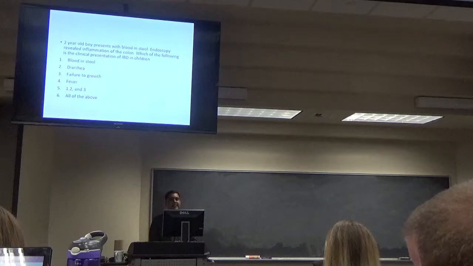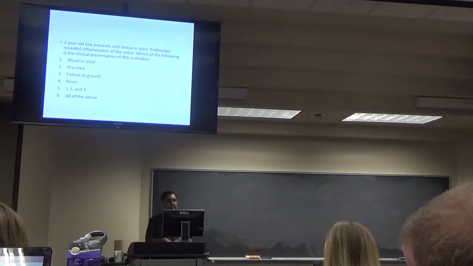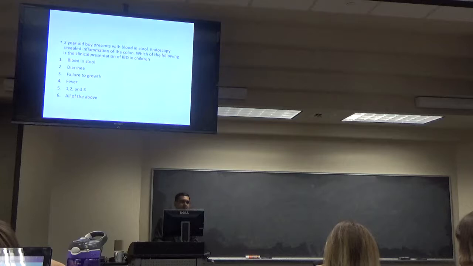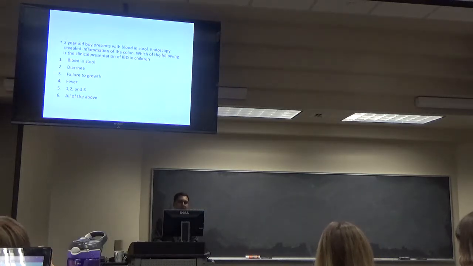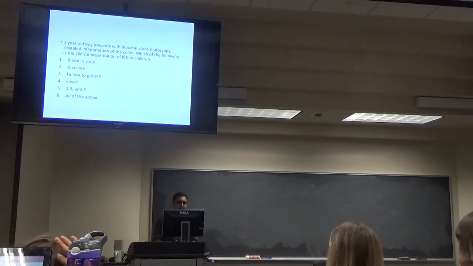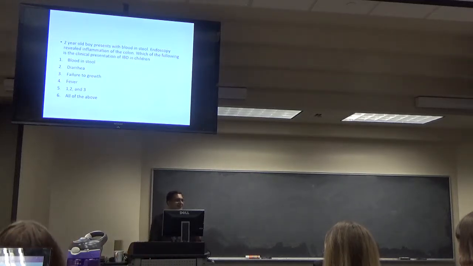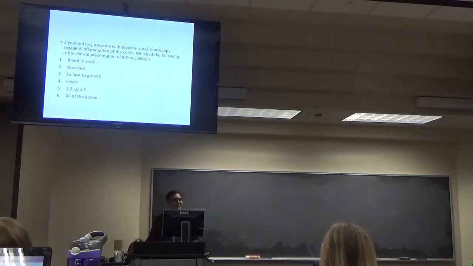A 2-year-old boy presents with bloody stool, endoscopy showing inflammation. Which of the following is the clinical presentation of IBD in children? Blood in stool, diarrhea, failure to grow, fever, 1, 2, and 3, or all of the above. As we all know, whenever there is an all of the above option, we have to choose that and move on.